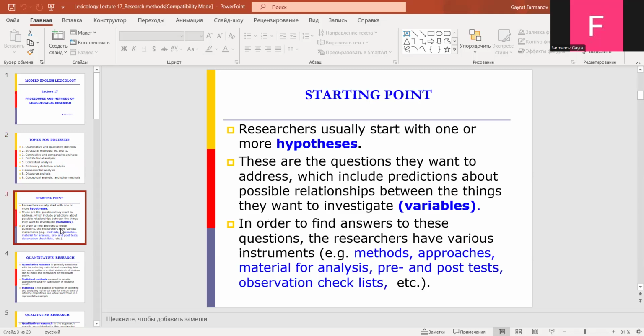Starting point. Research usually starts with one or more hypotheses. These are the questions that we want to address, which include predictions about possible relationships between the things they want to investigate, variables. In order to find answers to these questions, the researchers have various instruments, for example, methods, approaches, materials for analysis, pre- and post-tests, observation, checklists, etc.